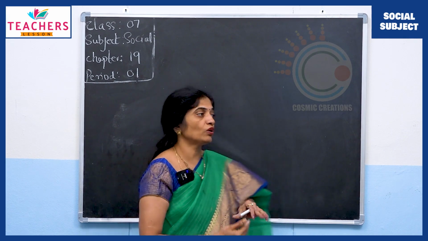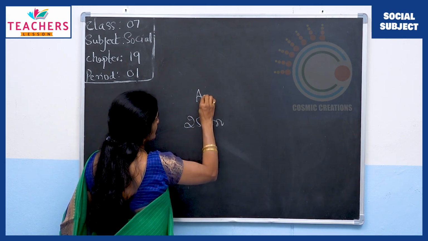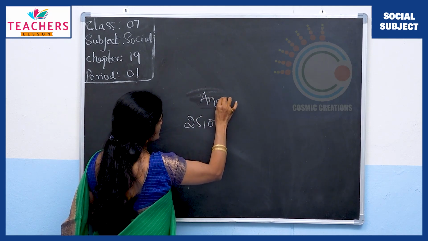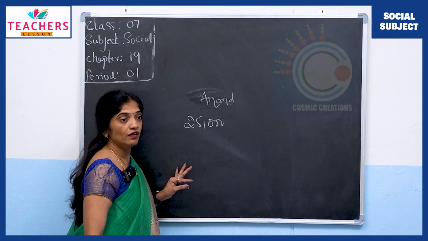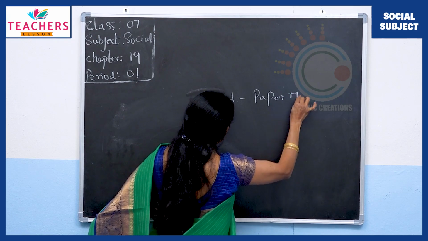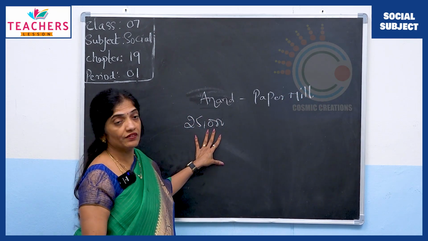So what is his salary? 25,000. The name of the worker is Anand. What is the name of the worker here? Anand. He is working in which factory? Paper mill. He is working in a paper mill factory. So his salary is 25,000.